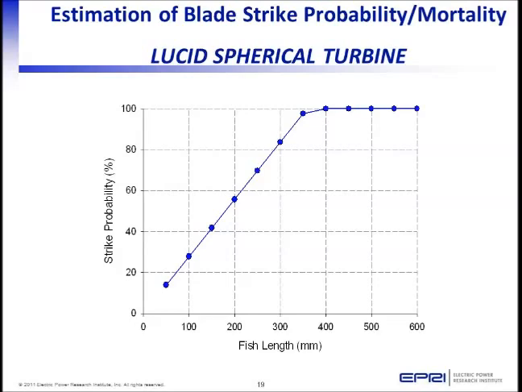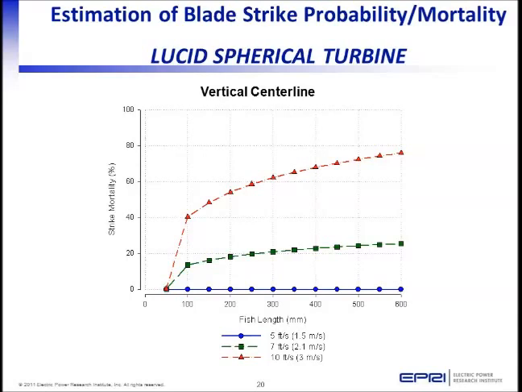The estimated blade strike mortality, or excuse me, blade strike probability is shown in this figure, and it shows that the probability of strike increases linearly with increasing fish length up to about 350 millimeters, at which point the strike probability is 100%. Next slide.